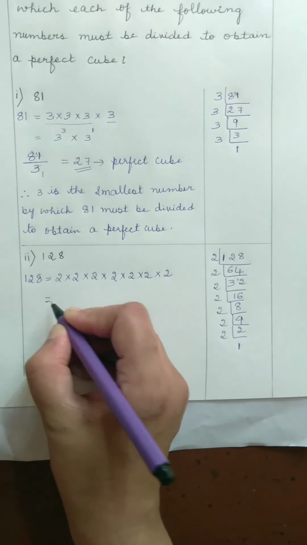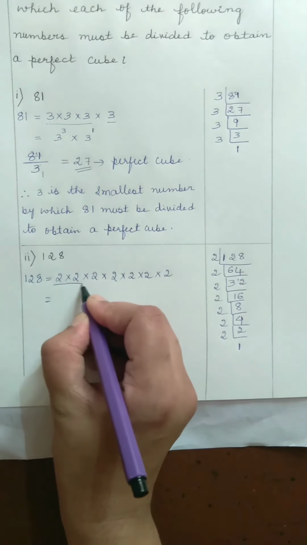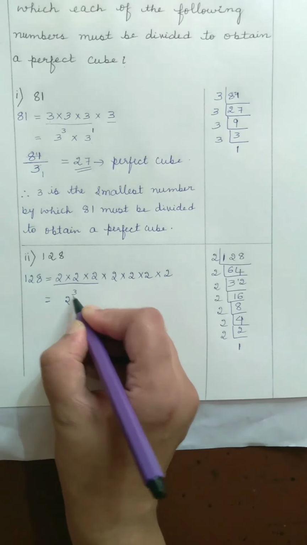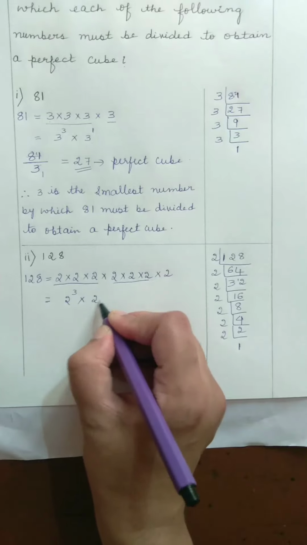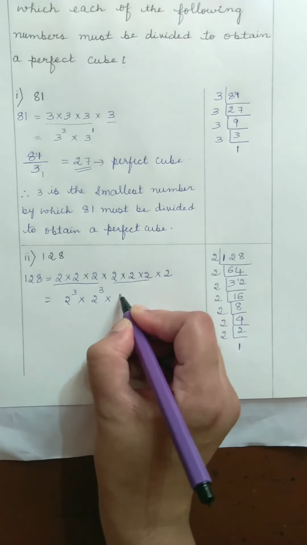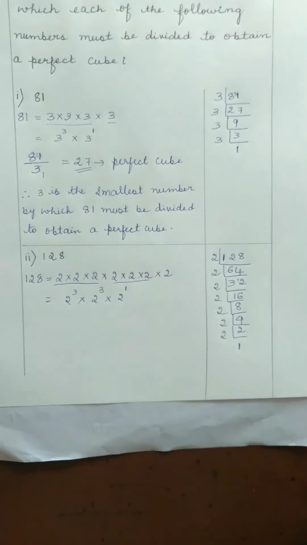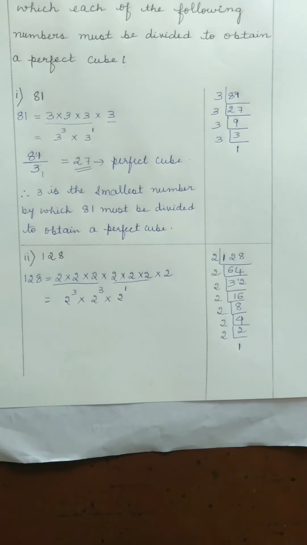Now, form a group of 3. So, 2 into 2 into 2, it is 2 cube. Next count another 2 into 2 into 2. Yes, of course it is 2 cube into 2 to the power 1. Therefore, in the prime factorization, the prime factor 2 does not appear in a group of 3. Therefore, 128 is not a perfect cube.